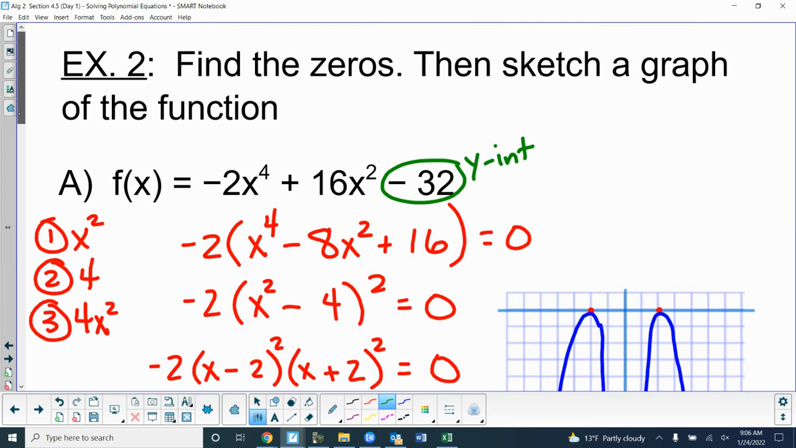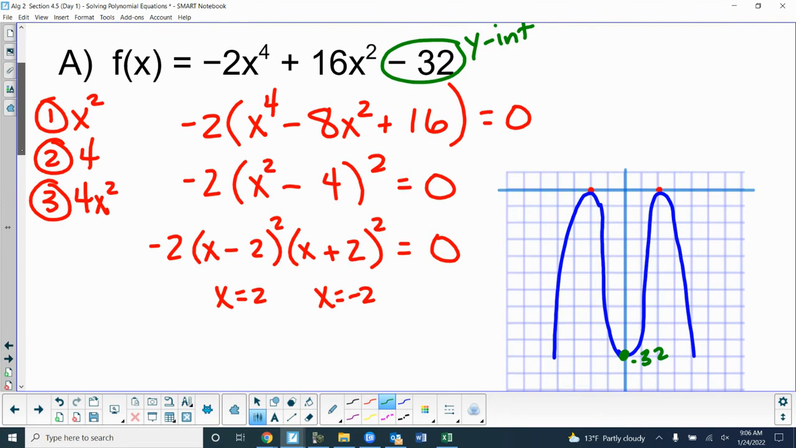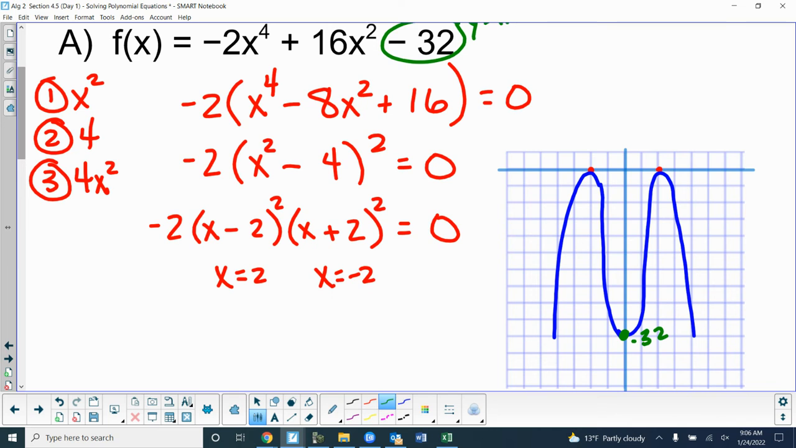It said find the zeros, then sketch a graph of the function. So the zeros are 2 and -2. I said what the y-intercept was. You guys said M because it looks like an M, which is right. It does look like that. The x to the 4th ones usually look like M's or W's.